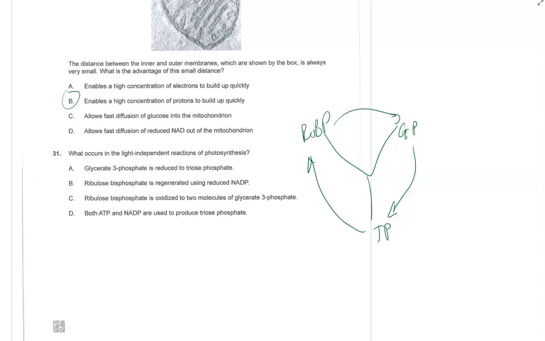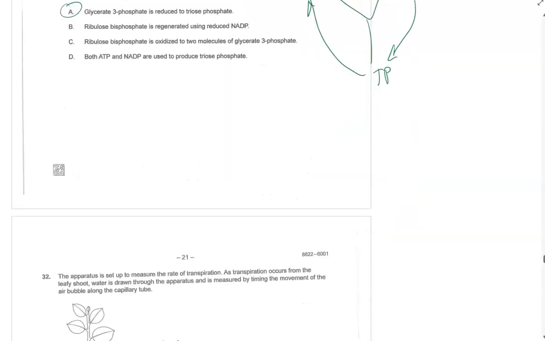Okay, 31. What occurs in the light-independent reactions of photosynthesis? So that's the light-independent, so that's the Calvin cycle. And in here we've got A, which is glycerate 3-phosphate is reduced to triose phosphate. If you remember in the cycle, we have GP going down to TP, which then regenerates to RuBP. So we have A. It's not B because we don't use NADP in that step, we only use ATP in that step.